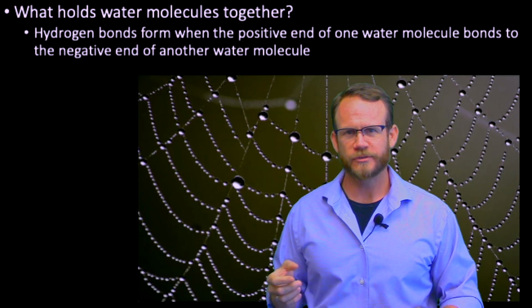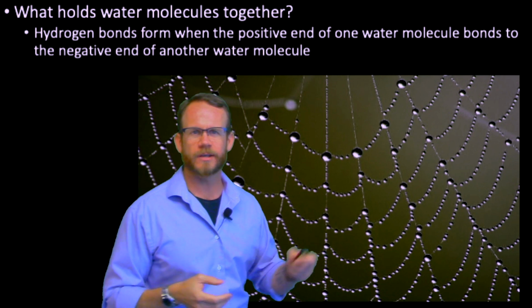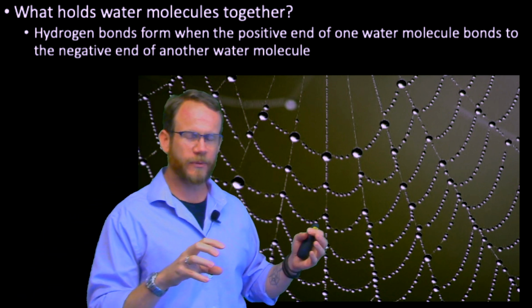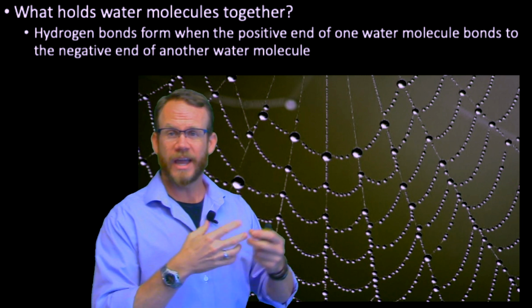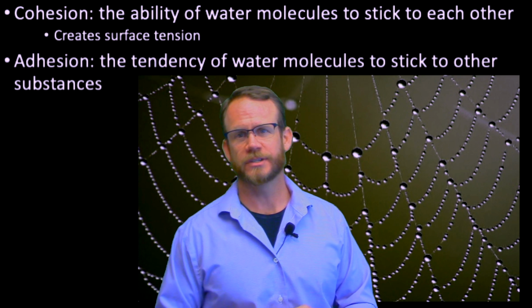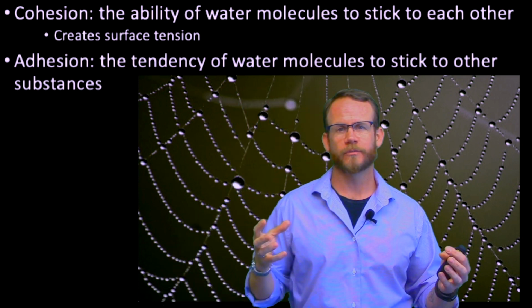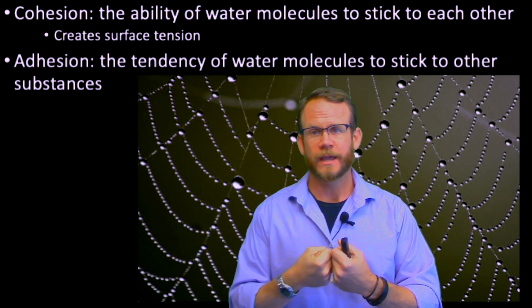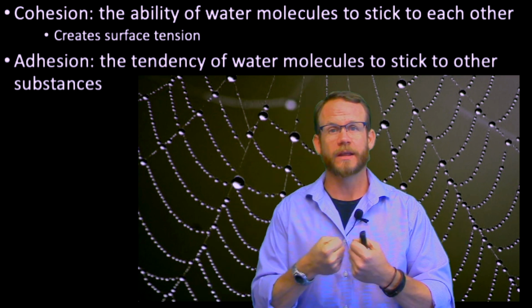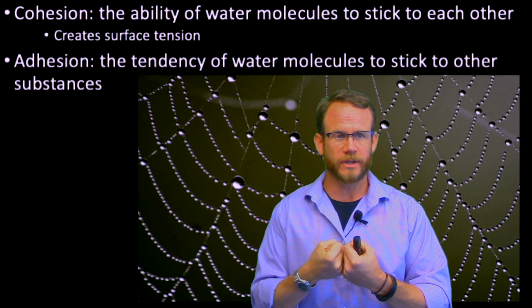If you've ever seen dew in the morning on a spider web, it has 2 interesting properties that allow it to stick to itself and stick to other things. We call these cohesion and adhesion. Cohesion is the ability of water molecules to stick to each other, and adhesion is the tendency for them to stick to other things. And this has a bit to do with those positive and negative properties.